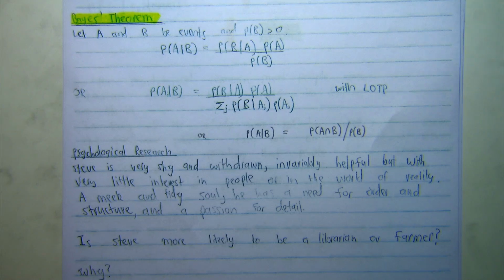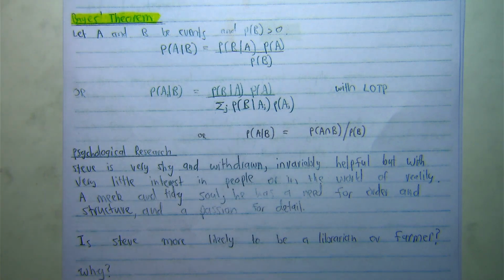In this video on Bayes' theorem, we'll look at the definition of Bayes' theorem, some interesting psychological research that relates to the intuition of how people often perceive conditional probability, and also an example of using Bayes' theorem in a concrete example.